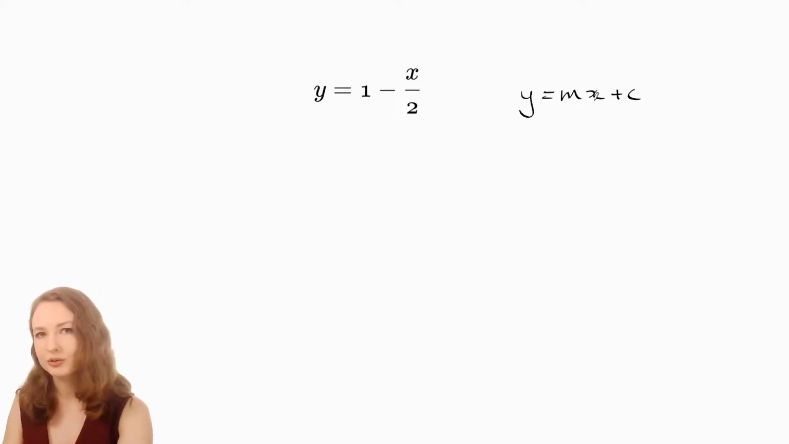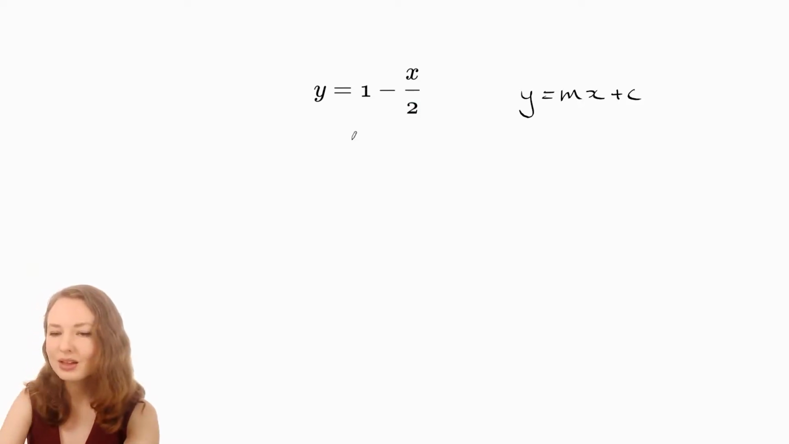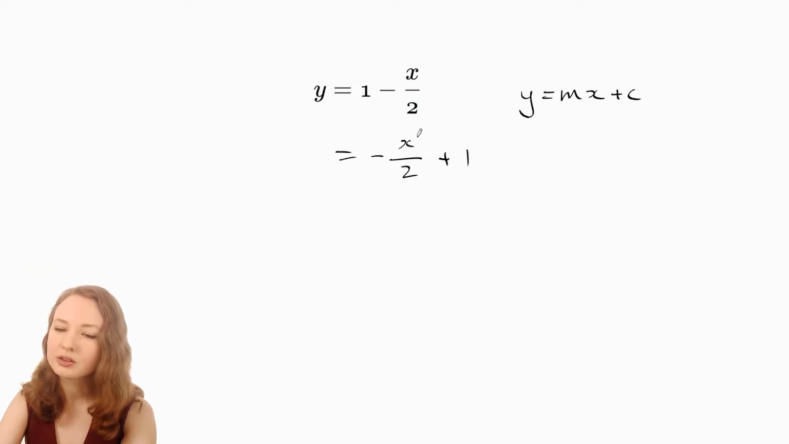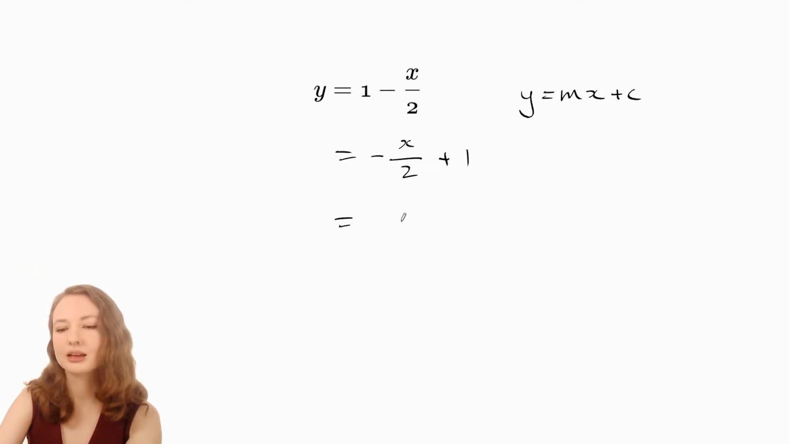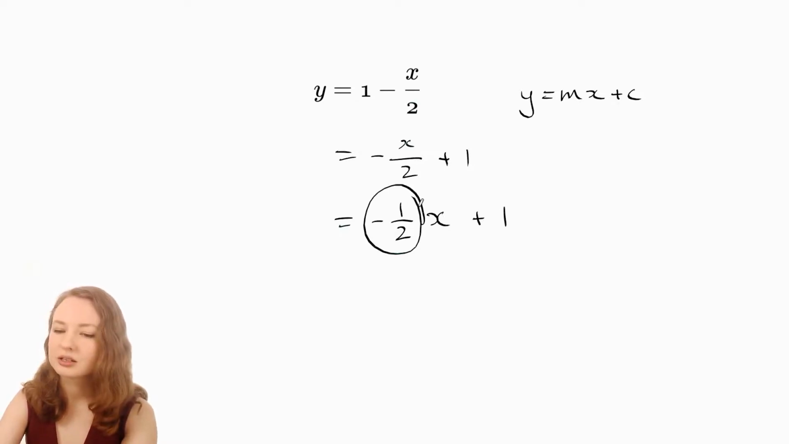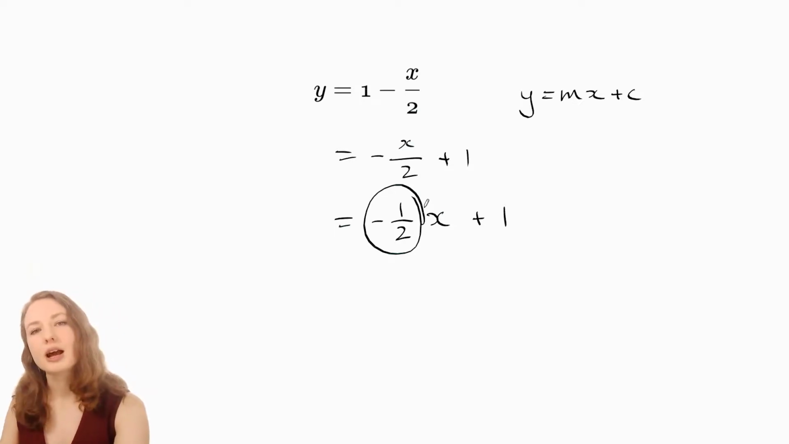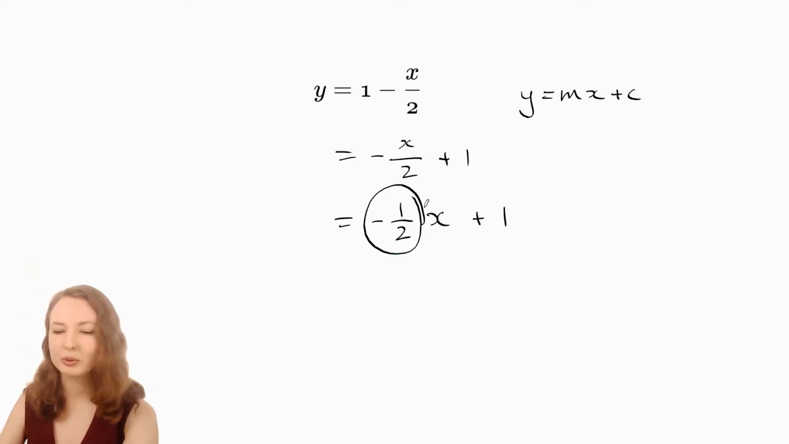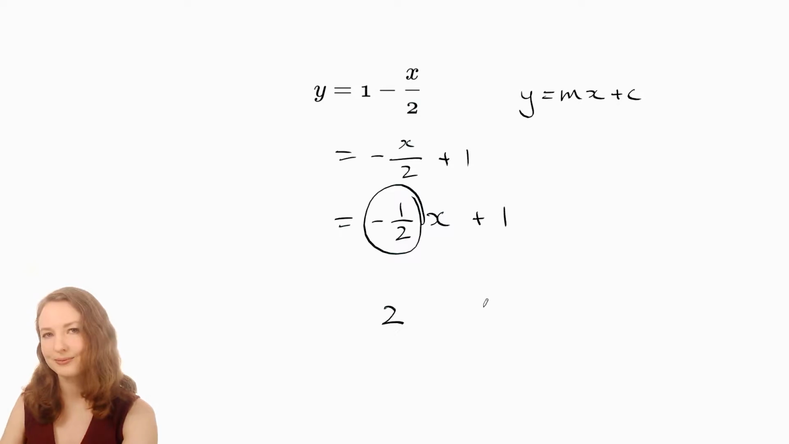So you might like to pause the video here and see if you can figure out what m is for this equation. So what you can do is change the order of this, turn it into negative x on 2 plus 1, and then this is the same thing as negative 1 on 2 times x. So that means that this is our slope here. So if we were working out the slope of the line perpendicular to that one, we would do the negative reciprocal, which would give you positive 2 as the slope of the perpendicular line.